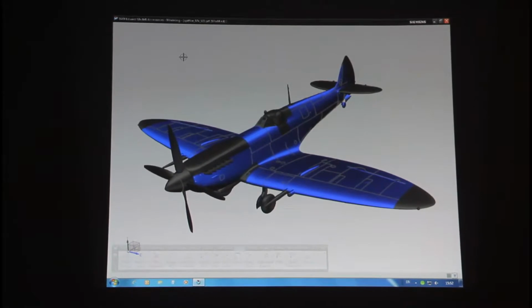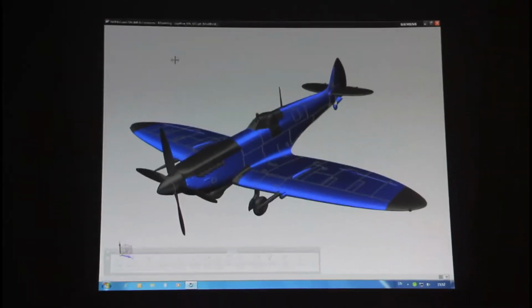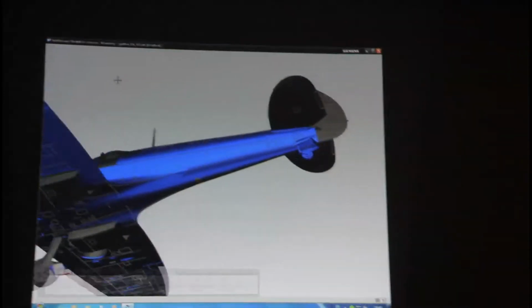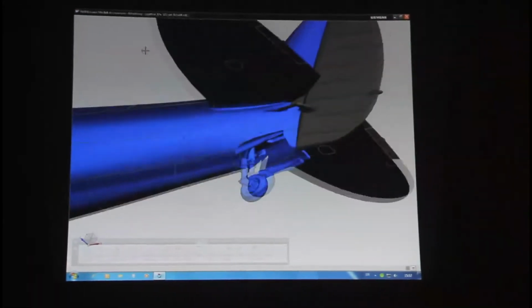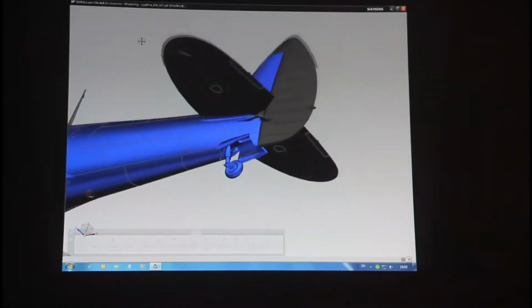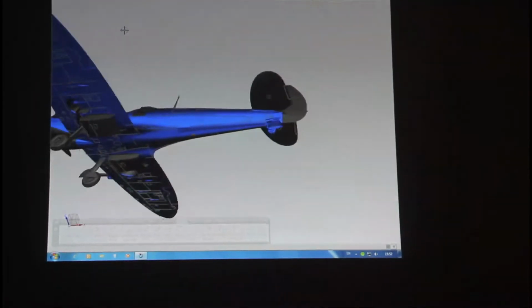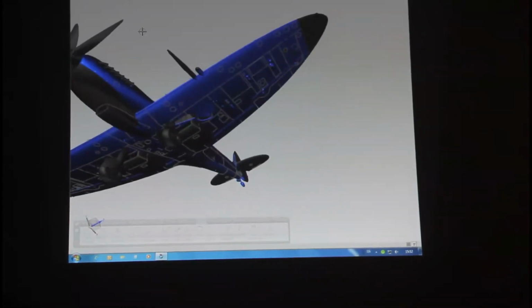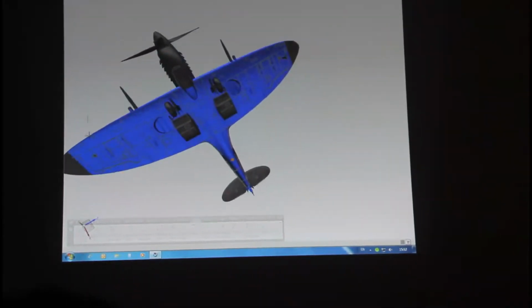The parts that are colored with the gray color are taken from the Mark 9 kit, and what is blue is new. It's a completely new design, or not completely, but new parts.